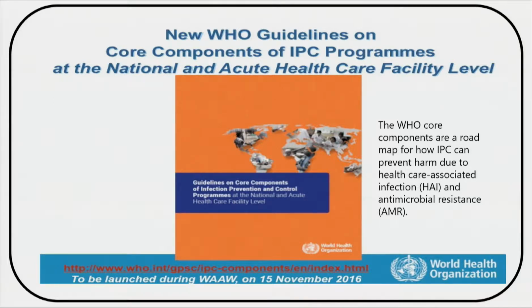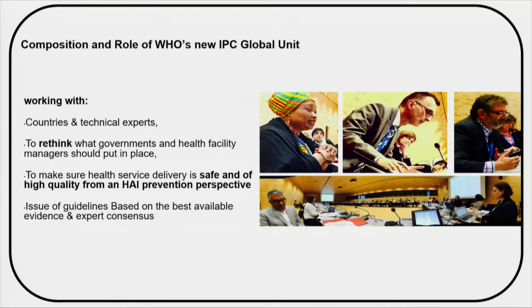Now, when we are talking about these WHO guidelines on core components, we can definitely say that this is a roadmap for how infection prevention and control can prevent harm from healthcare associated infection and antimicrobial resistance. These two terminologies, again and again we are repeating them. It is very important to take care of them. Now, the composition and role of the World Health Organization's new IPC global unit. This global unit had been working with most of the countries in the world and also the technical experts, taking the guidance and suggestions from all over the world, and assessing the guidelines based on the available evidence and expert consensus in order to develop the current guidelines.